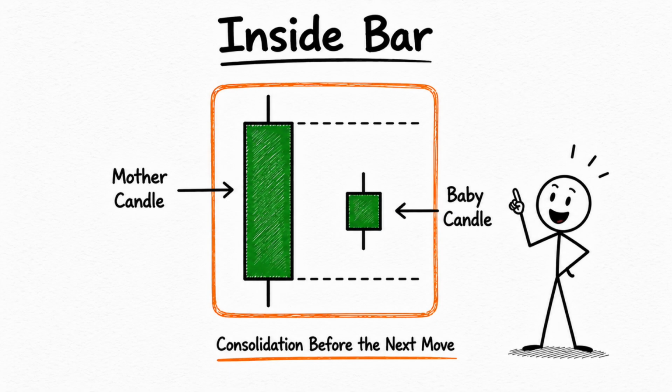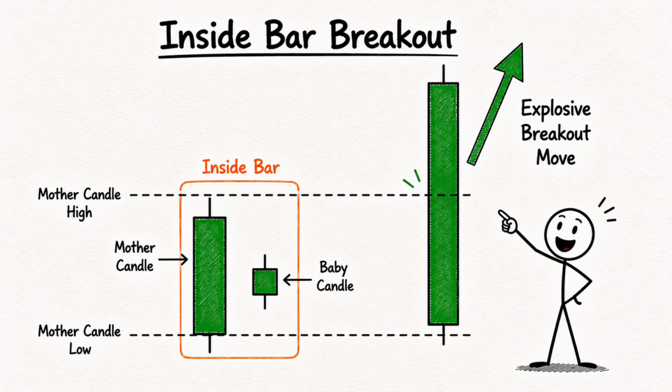5. Inside bar candle. An inside bar candle forms when a smaller candle, the baby candle, is completely engulfed within the high and low range of the massive candle right before it, the mother candle. From a psychological view, this signals a pause, consolidation, and uncertainty in the market. During this time, both buyers and sellers are catching their breath and storing energy before the next big move. The moment the next candle breaks out of the mother candle's high or low range, you typically see a very explosive and fast breakout. Traders often use this pattern to catch aggressive trend continuations or sudden, massive reversals.